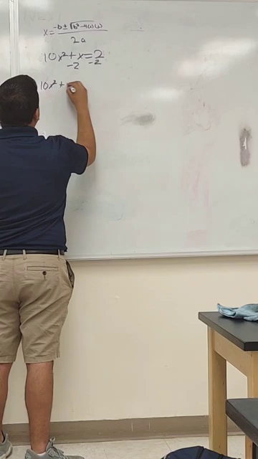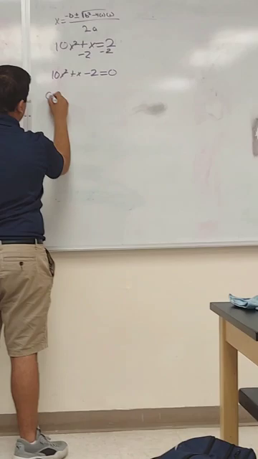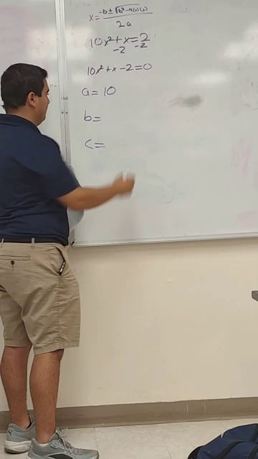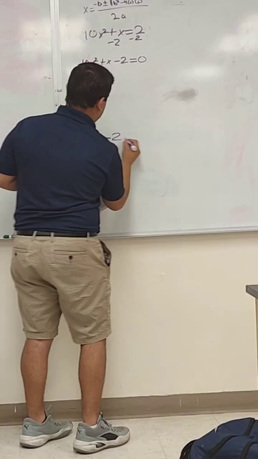Right. Now we gotta identify what to put in here. So we have A, B, and C. Angel, can you tell me what A is? 10. Can you tell me what B is? Would it be the 1? Correct. Angel, what is C? -2. Correct. Alright, now we plug it in.